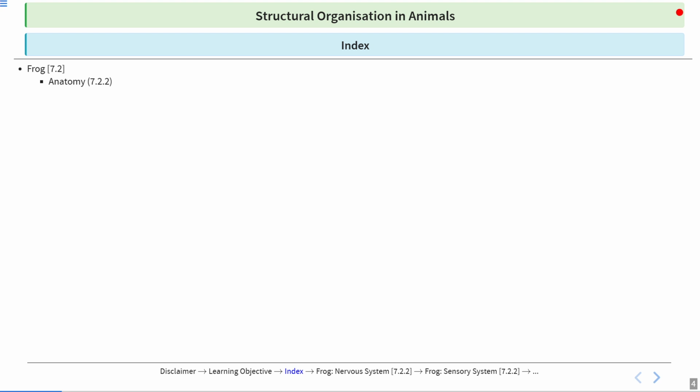Index. So we will cover the frog, 7.2, and the anatomy part, 7.2.2. We will summarize today's lecture after studying the nervous system as well as the reproductive system. Then there will be some NCERT based questions for you. There will be some keynotes and some interesting questions as well.